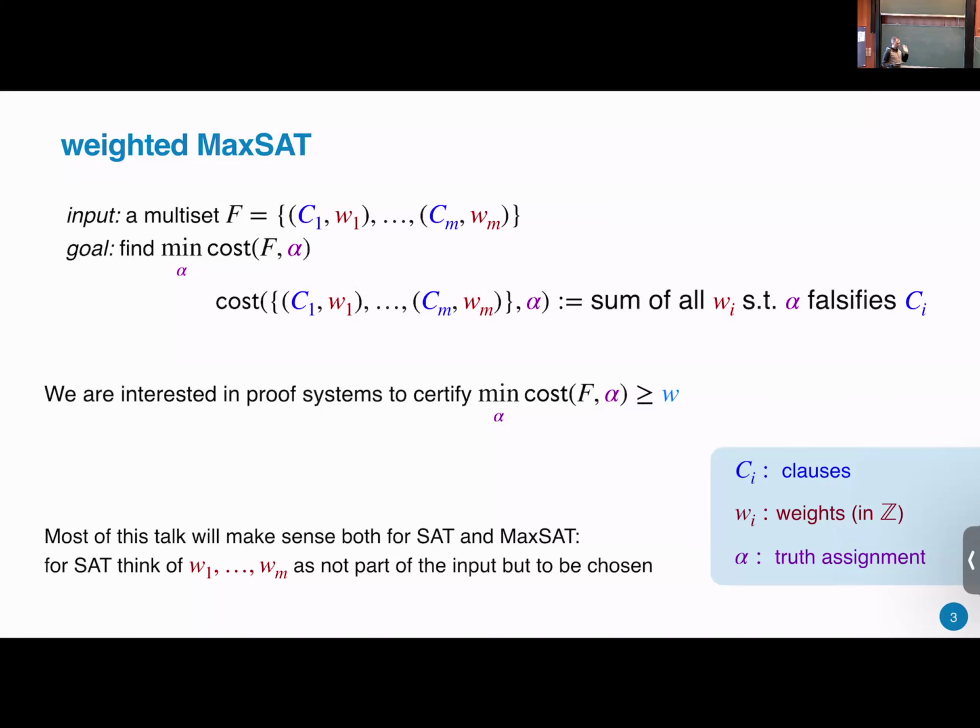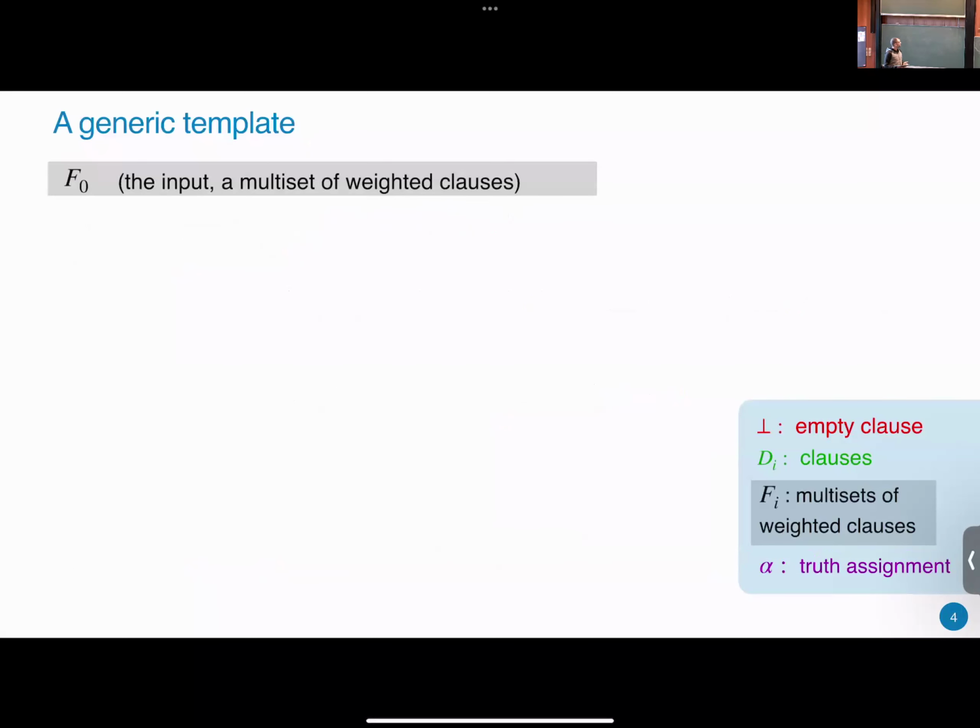And by the way, I will be talking about MaxSAT, so implicitly it will always be the MaxSAT context. But if you want, you can think that the weights of the initial multiset are not part of the input, they are part of the proof. So you could choose them. So everything will have this double interpretation as SAT or MaxSAT, depending on whether you think of the weights of the input as fixed or as a parameter that you can choose. Okay, so this will be the thing.